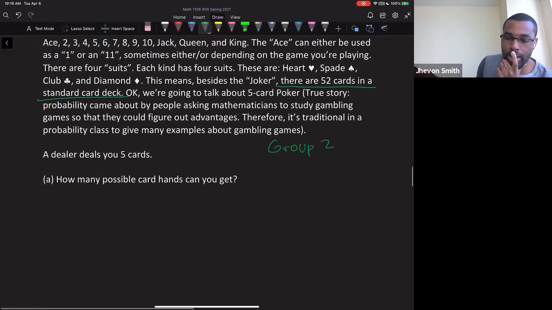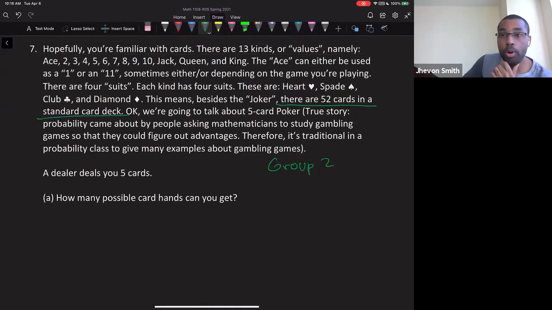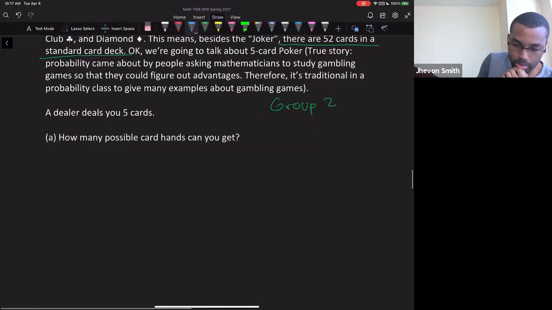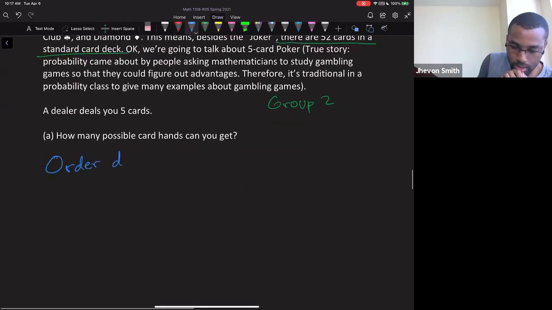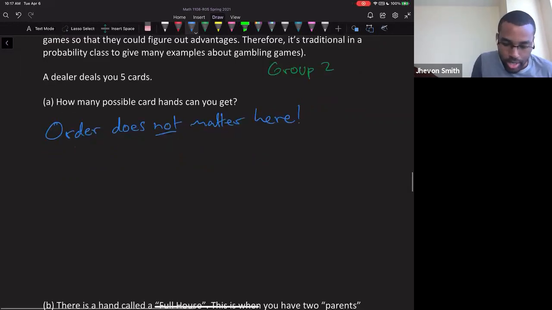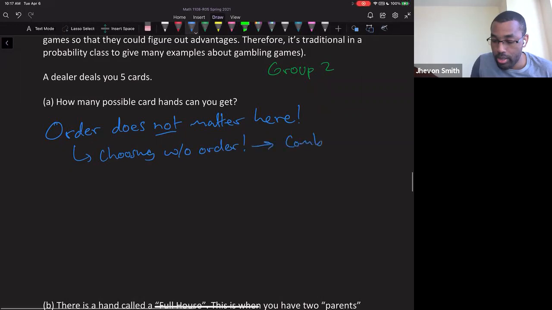So we want to know how to get 5 cards. The important thing to know about card hands is that order does not matter. If you have a bunch of cards in your hand and you rearrange them, you have the same cards. You have the same ability to win or lose a game. The order does not matter. So that means you're choosing without order. That means you should think combinations.